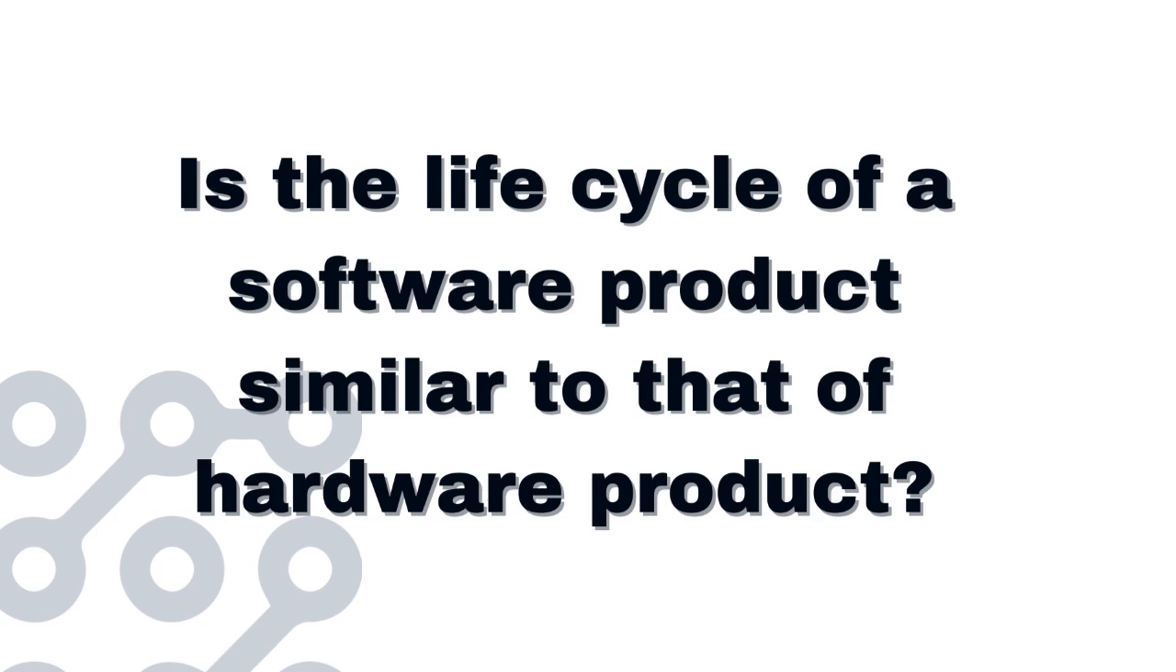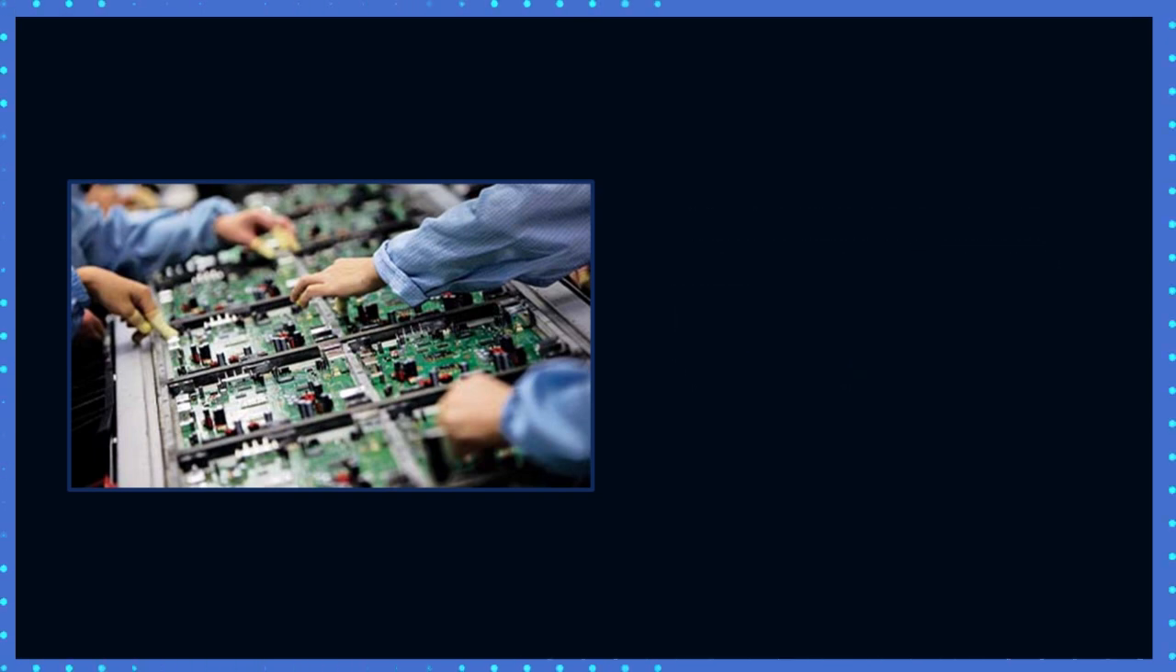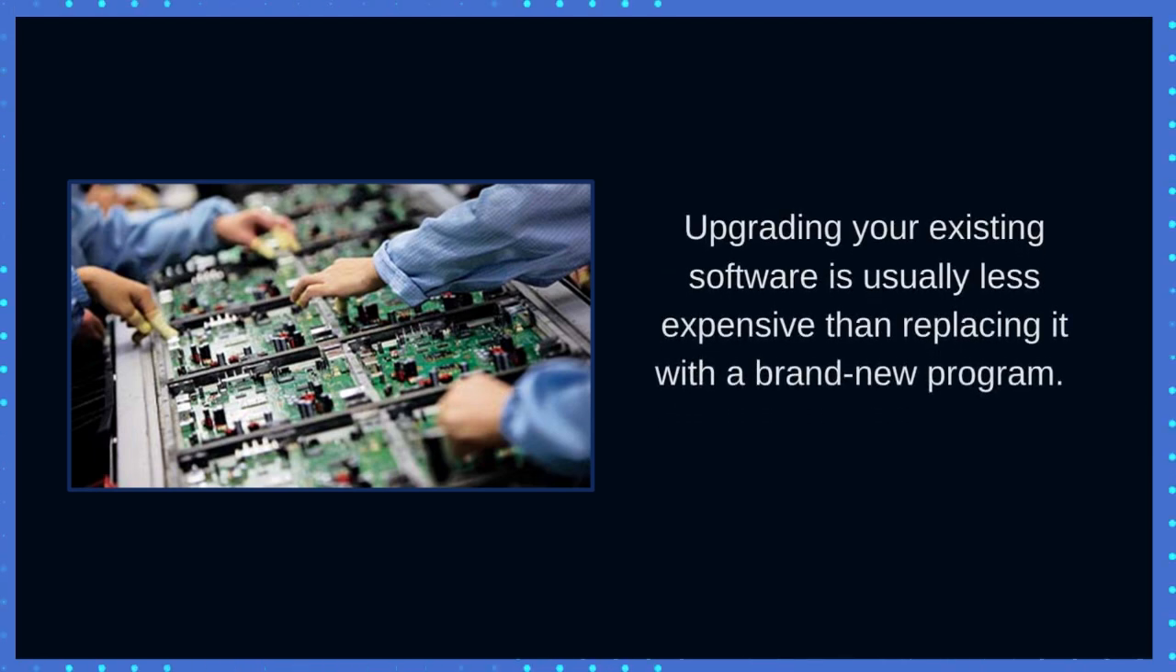Is the life cycle of a software product similar to that of a hardware product? Yes. Software, like hardware, begins with an idea that is shaped by a design team and marketing experts. Most software products undergo extensive testing before they are released. Unlike computer hardware products, older versions of software normally do not remain in the vendor's product line. Upgrading your existing software is usually less expensive than replacing it with a brand new program.